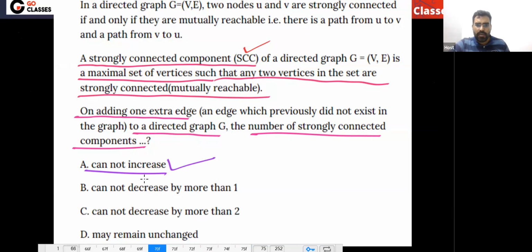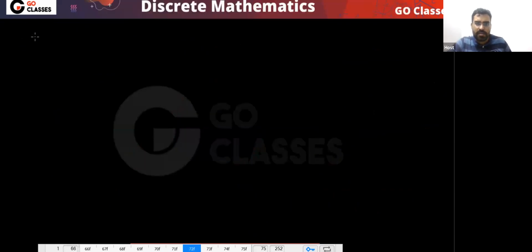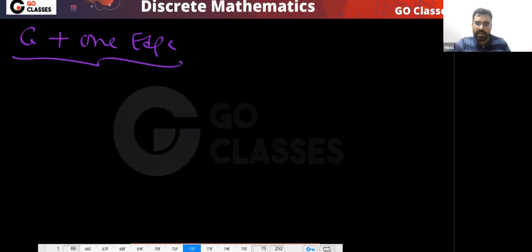Very good. How much can it decrease? Can it remain unchanged? Tell me, is it possible? Yes, it can remain unchanged, right? So if you have a graph G plus one edge, you can notice that it can remain unchanged.